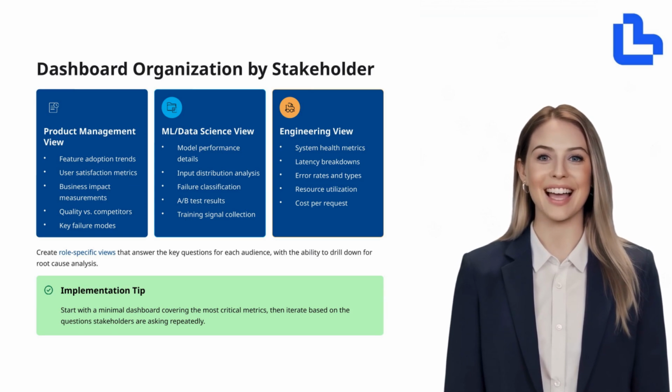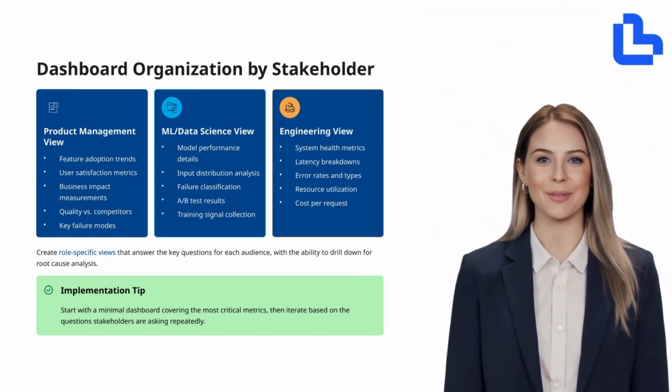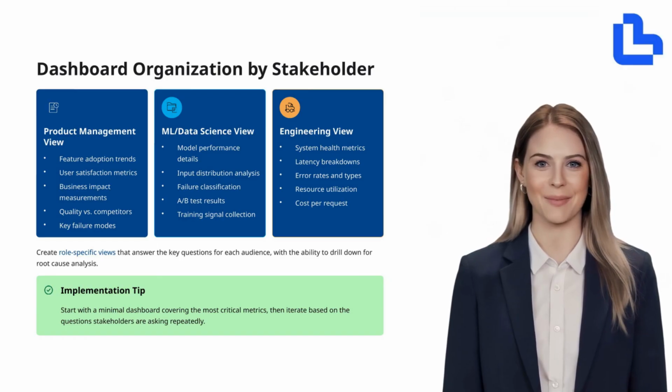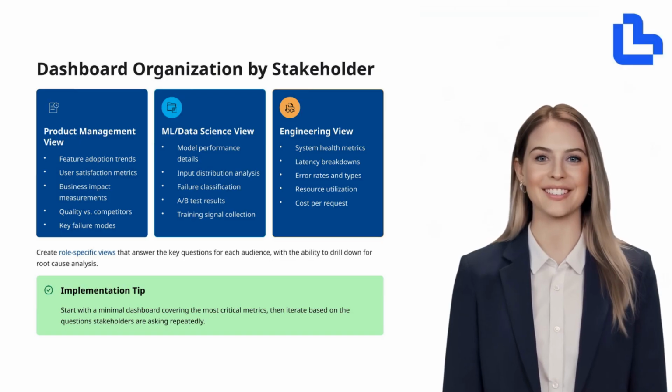Then, create an engineering view focused on system health. Include latency breakdowns, error rates and types, resource utilization, and cost per request. These metrics help ensure the infrastructure supporting your AI features is stable, efficient, and scalable.